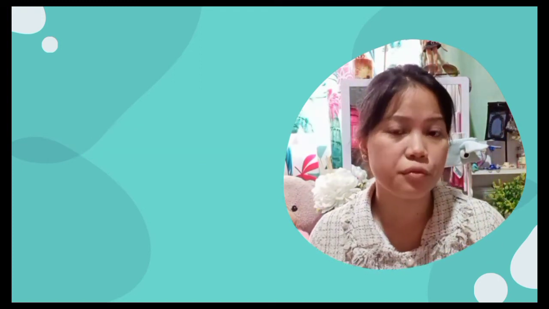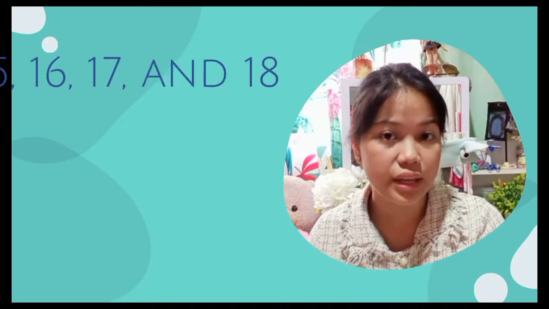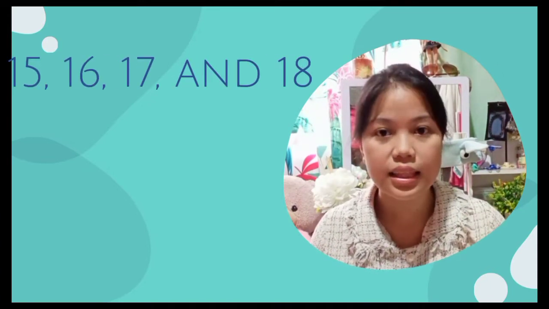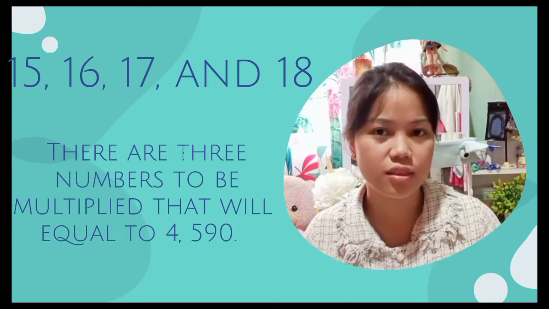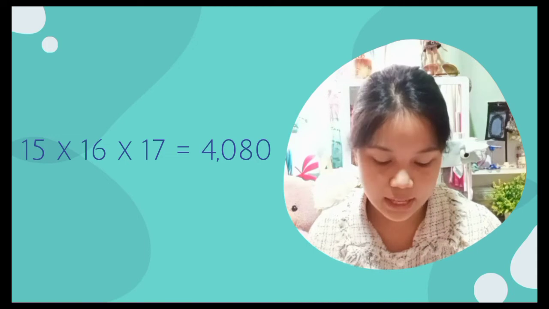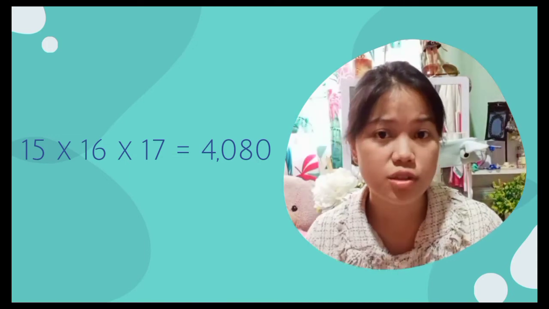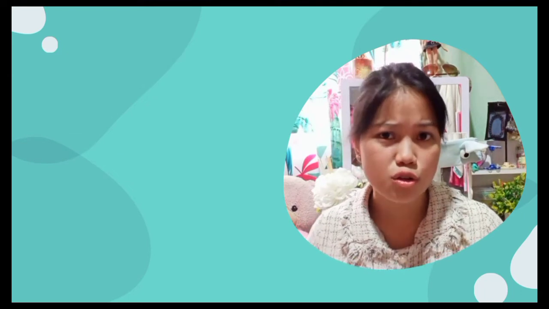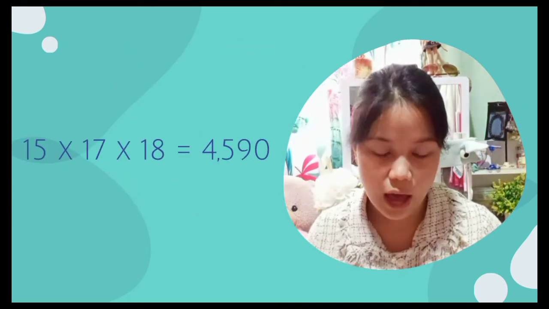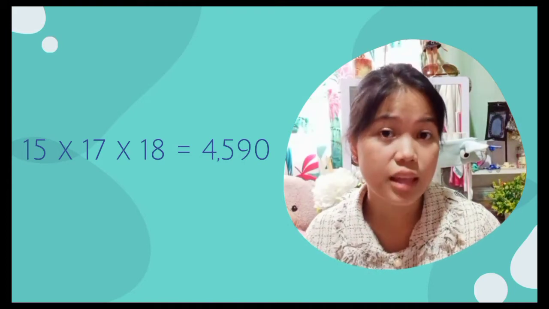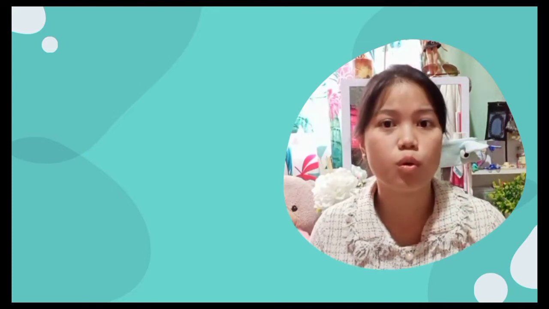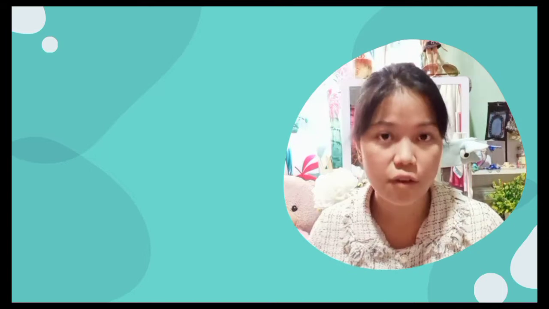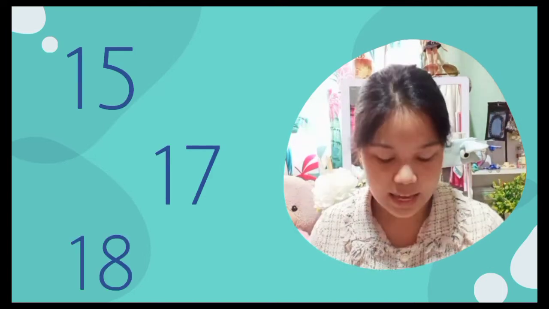So proceeding with our computation, let's say that in the set of 15, 16, 17, and 18, there are 3 numbers to be multiplied that will equal 4,590. Okay, let's do it. Say we have 15 times 16 times 17 equals 4,080. Oops, that's a close one. Let's try another one. 15 times 17 times 18 equals 4,590, and we have it. So to conclude, the ages of those teens are 15, 17, and 18.